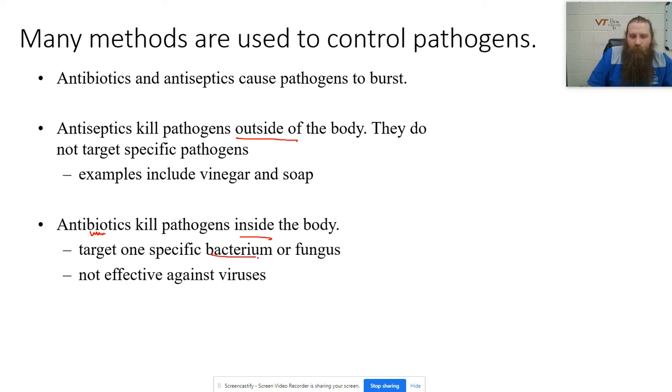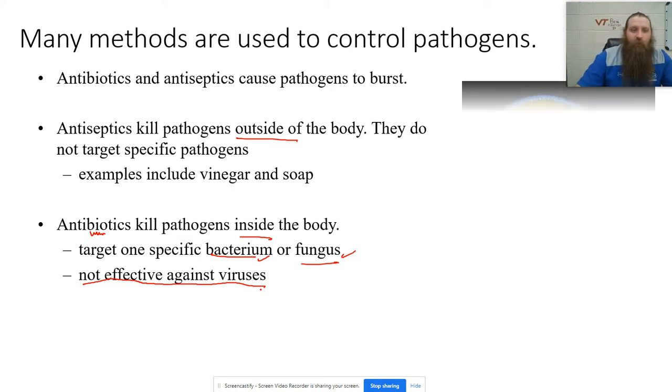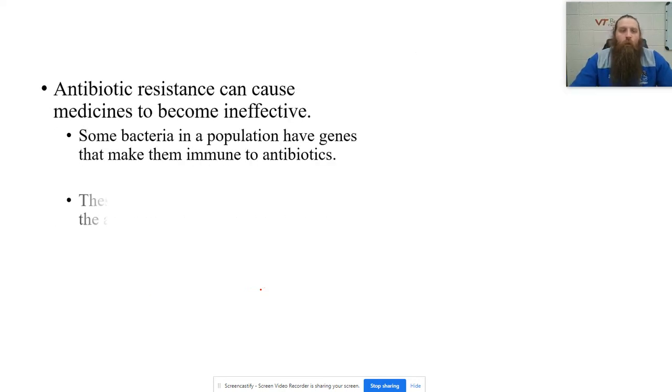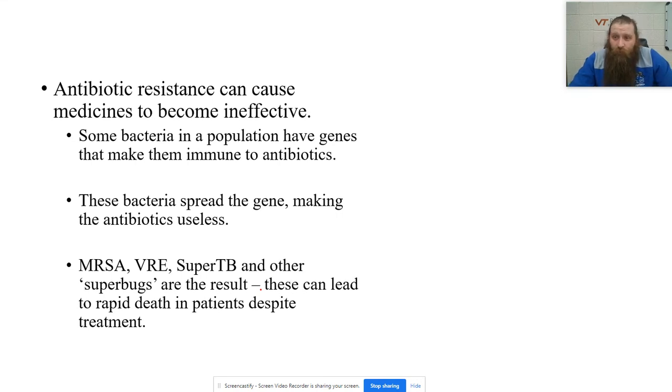So they work against bacteria because they're alive. They're made of cells. They meet the 7 criteria. They work against a fungus because they're alive. They meet the 7 criteria of living things, but they're not effective against viruses. You can't take an antibiotic to get rid of a virus. All right. Now, there are some bad things about this, right?